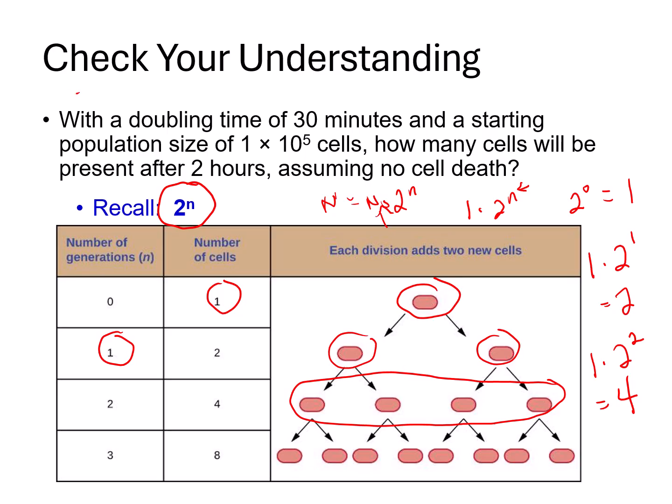So let's try this check your understanding question. If we have a doubling time of 30 minutes and a starting population of 1 times 10 to the 5th cells, so that would go in here, how many cells will be present after 2 hours, assuming no cell death? Please try that on your own, and in the next slide, we'll go over the answer.